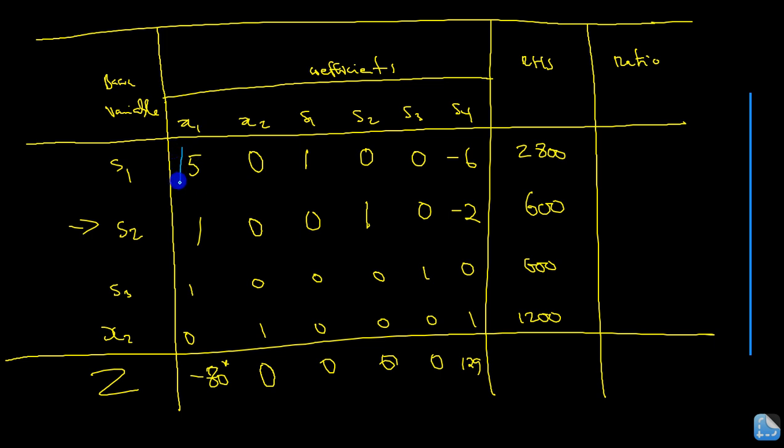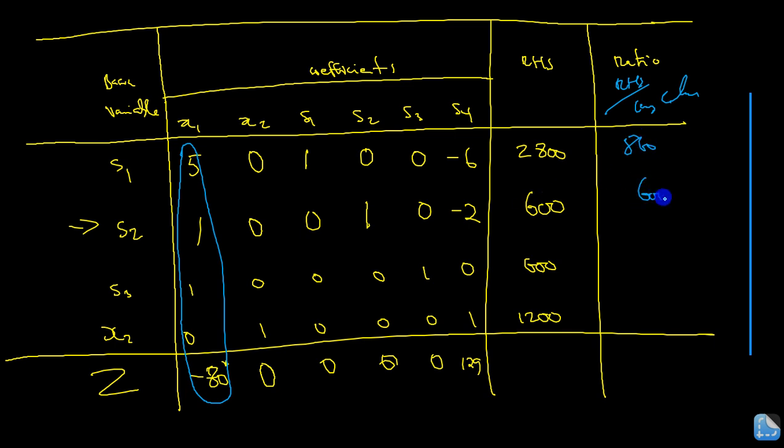So we are going to select this as our key column. Once you have selected this as our key column, remember we divide your right hand side over your key column to find the ratio. So what is 2800 divided by 5? So let's see, 2800 divided by 5, so we get a 560.